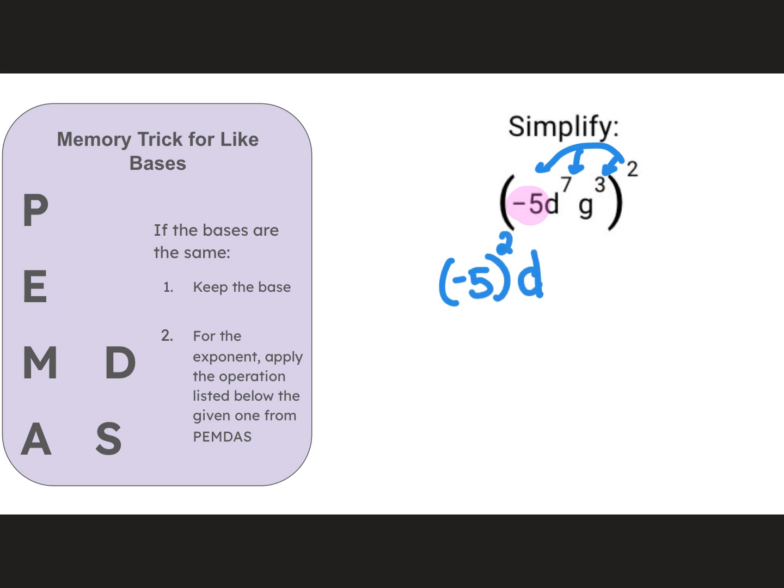Then I'm at exponent to an exponent. That means I'm going to multiply them together. So d to the 14th, g to the 6th. Lastly, I know that negative 5 to the 2nd is negative 5 times negative 5, or 25, d to the 14th, g to the 6th.